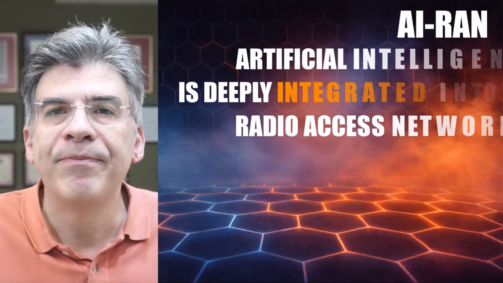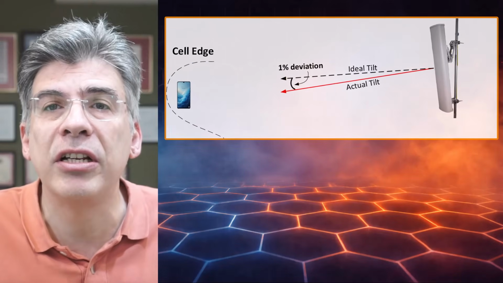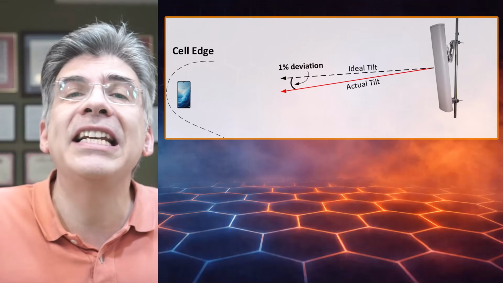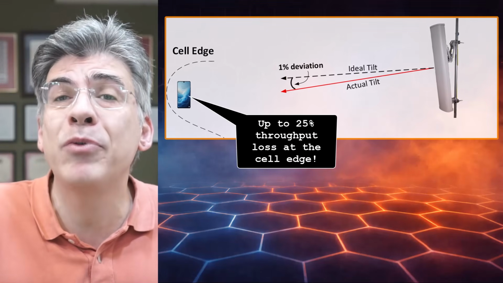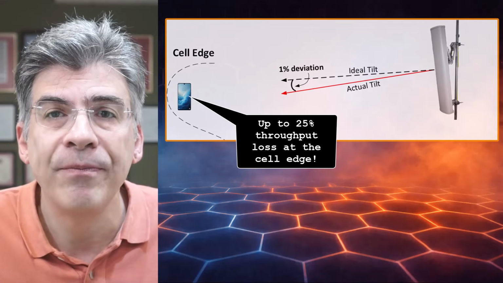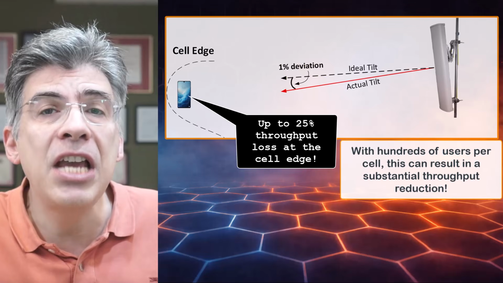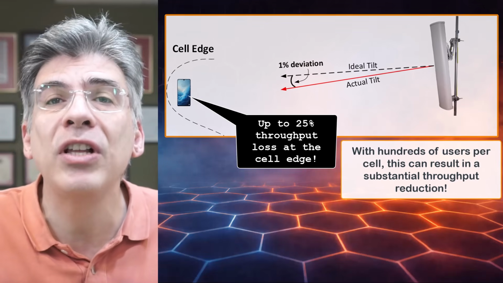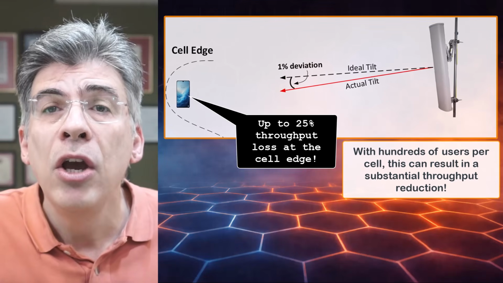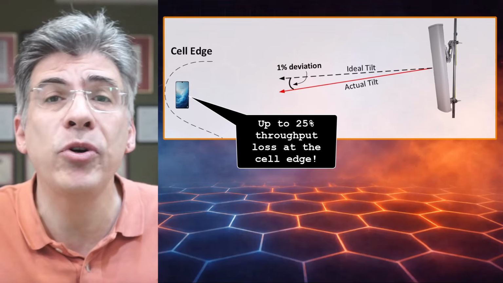Think about this. According to an RF engineer from a notable mobile network equipment vendor, a 1% tilt deviation of an antenna could result in a decrease of up to 25% in throughput on devices at the cell edge. And when you have hundreds of users throughout a cell, such a deviation can cause a substantial aggregate throughput reduction, which is a major network event. And all of that from just a 1% deviation.